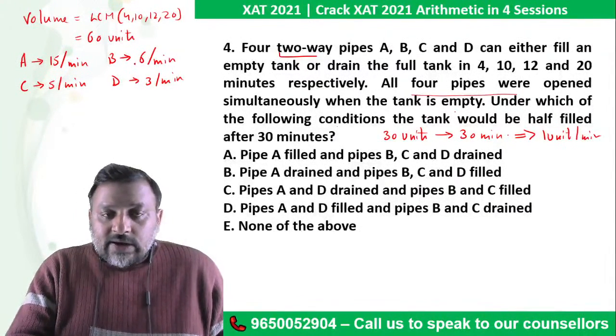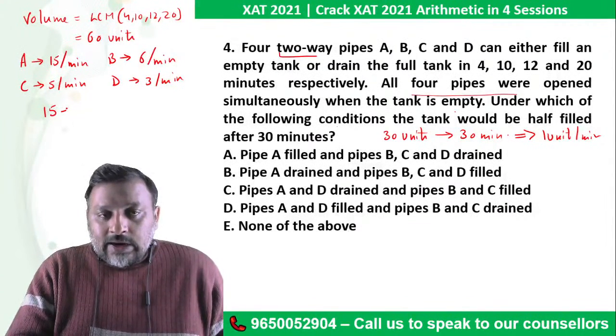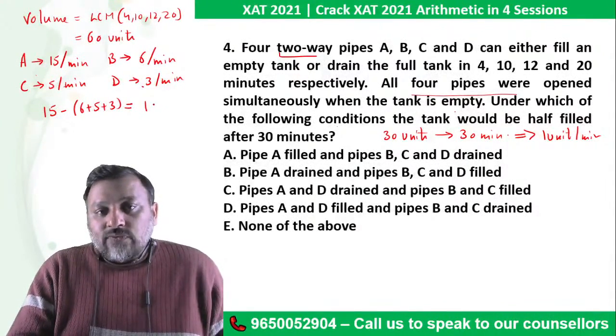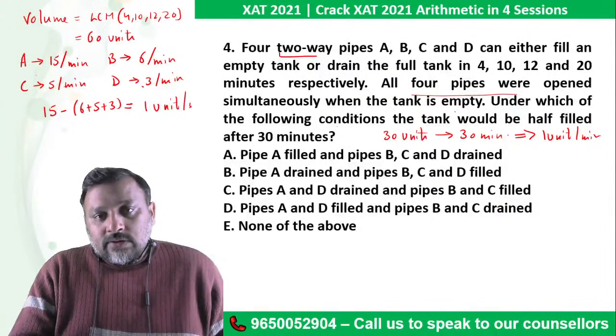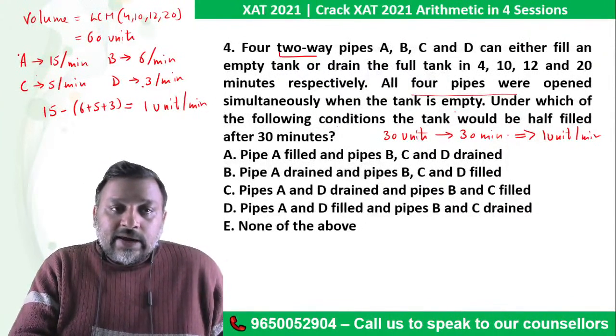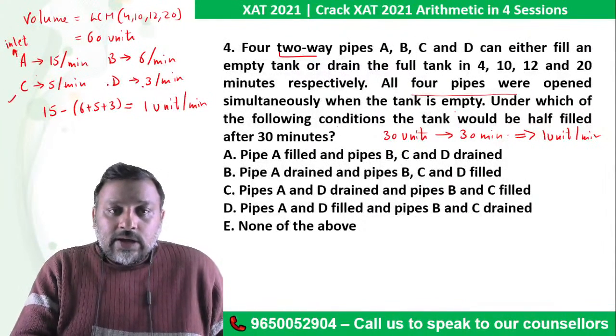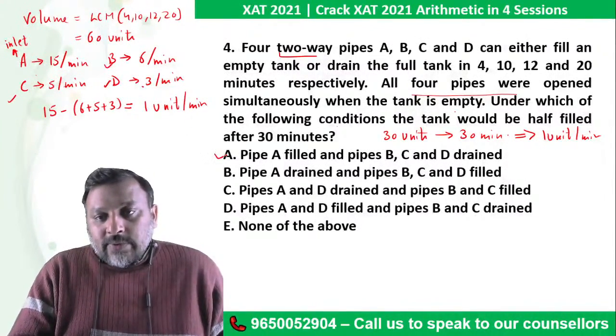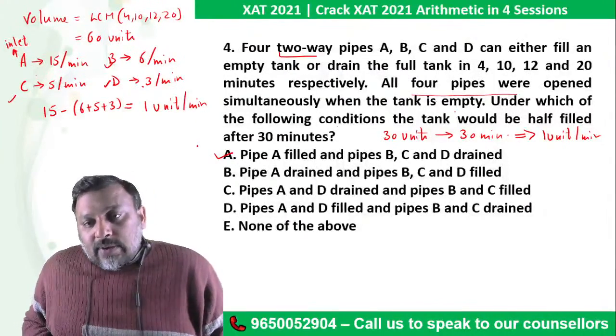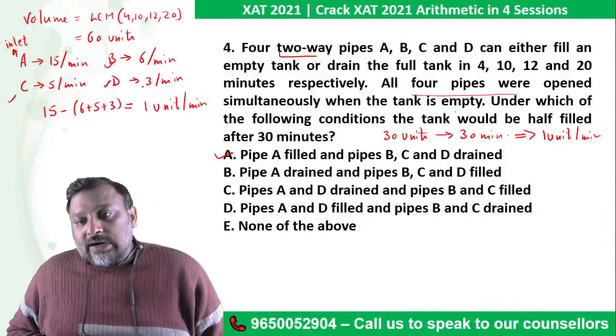So we can very clearly see that if A is acting as the inlet and the rest three are acting as outlets, all three are outlets other than A, then the net efficiency is 1 unit per minute. So we need A to be an inlet and the rest three as outlets. So that means option A: pipe A filled and pipes B, C and D drained.